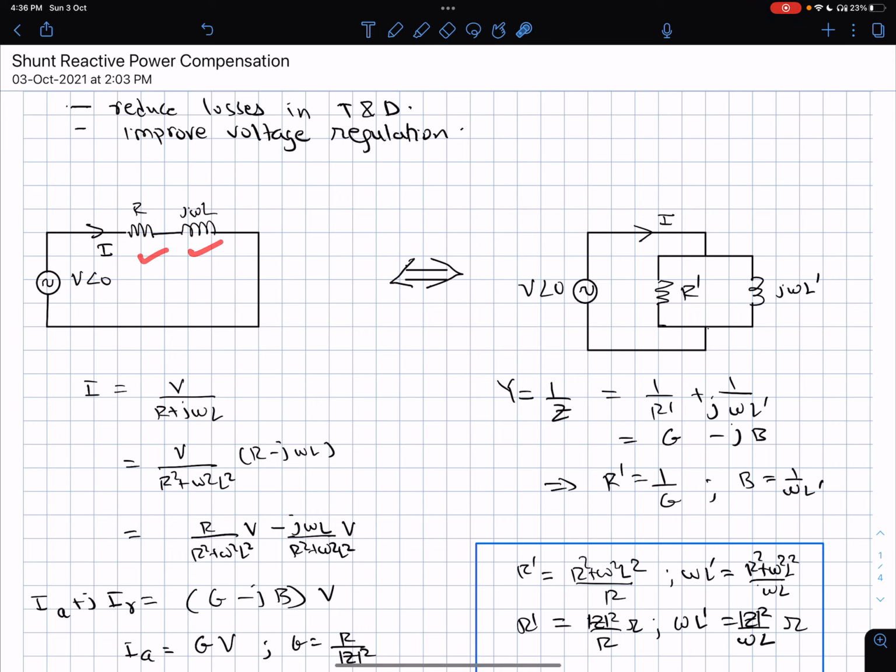I have a load which is of the value R plus j omega L, usually like induction machine loads, or most of the loads that we come across are basically inductive in nature. So they can be represented by a resistance and a series combination of inductance, and it is connected to a voltage phasor. Since there is only one voltage phasor, I have taken it as a reference phasor, so I have written it as angle 0.